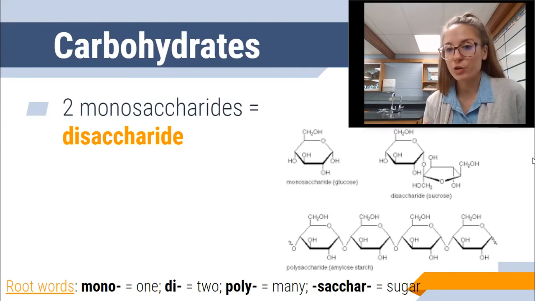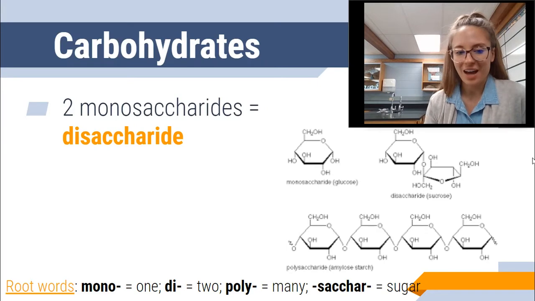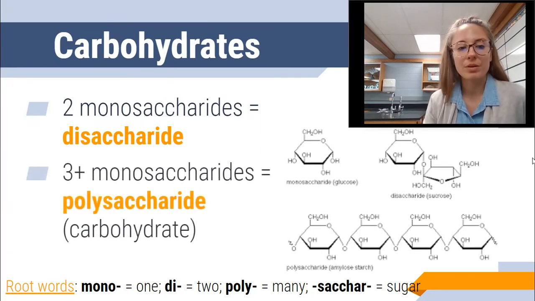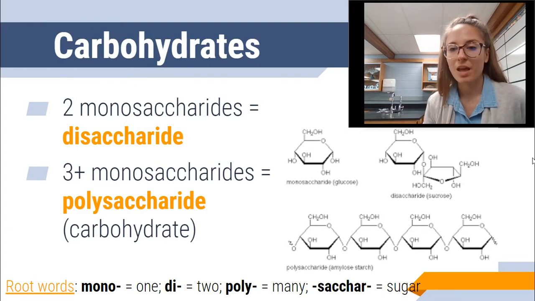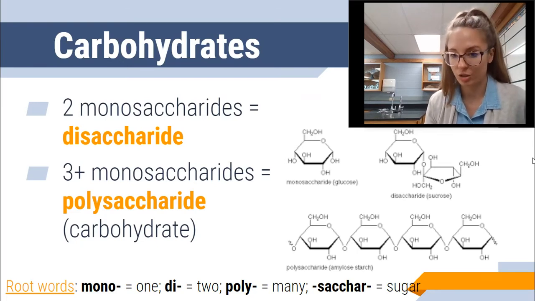Now, if we were to put two monosaccharides together, we would form a molecule called a disaccharide. Di means two, and saccharide means sugar. So if we put two sugars together, we would get a disaccharide. If we were to put three or more monosaccharides together, we would make something called a polysaccharide. Poly means many, saccharide means sugar, so a polysaccharide is made up of many sugars.